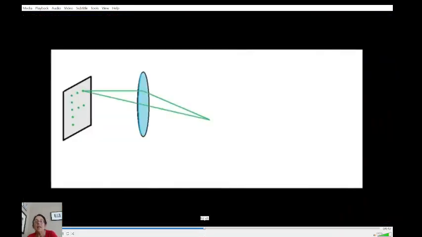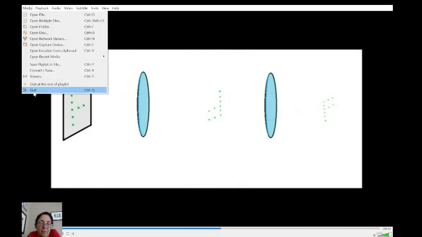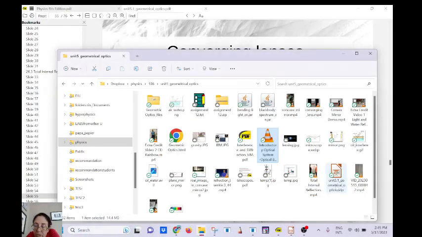And you can make a ray diagram. Okay, so I also did some demos for you. Let me find them. So I'm going to show you the demo and then I'm going to show you the simulation and then I will do the math.